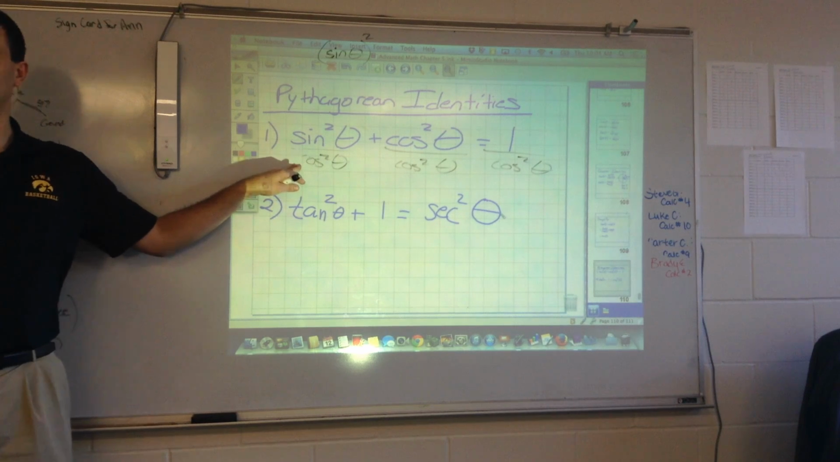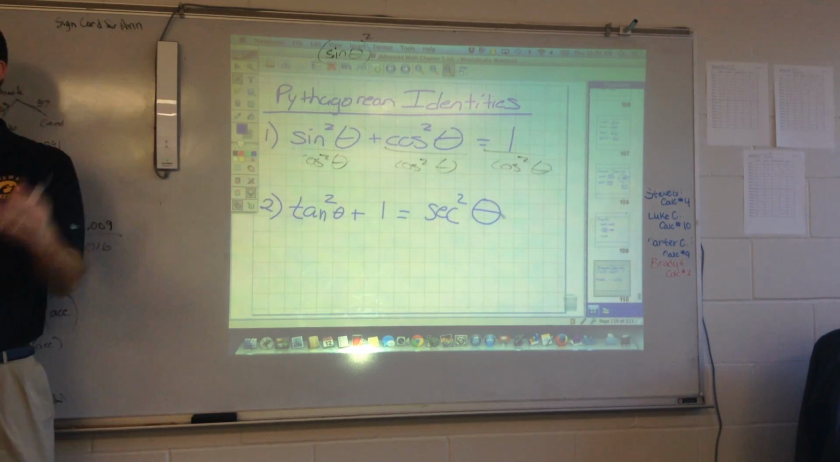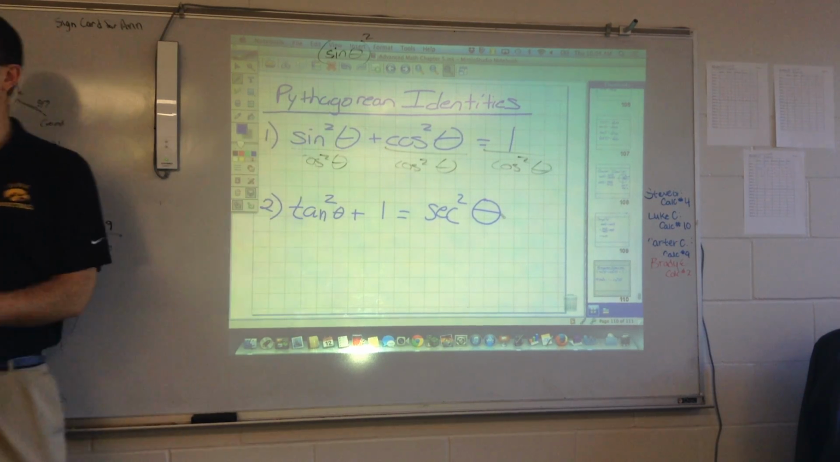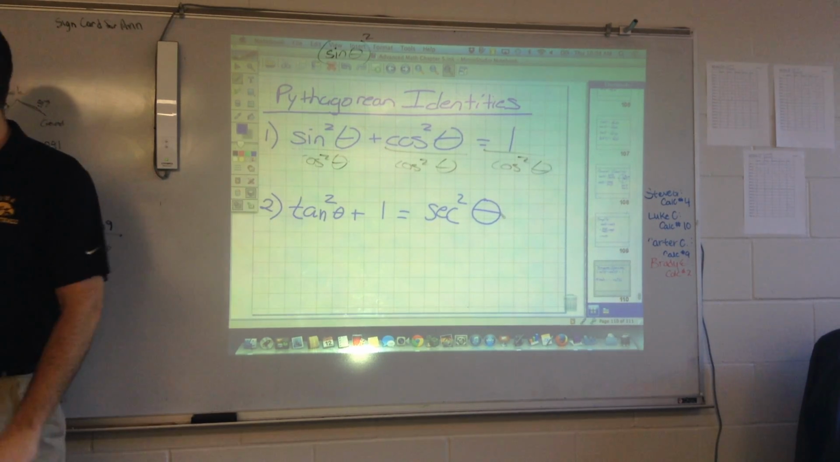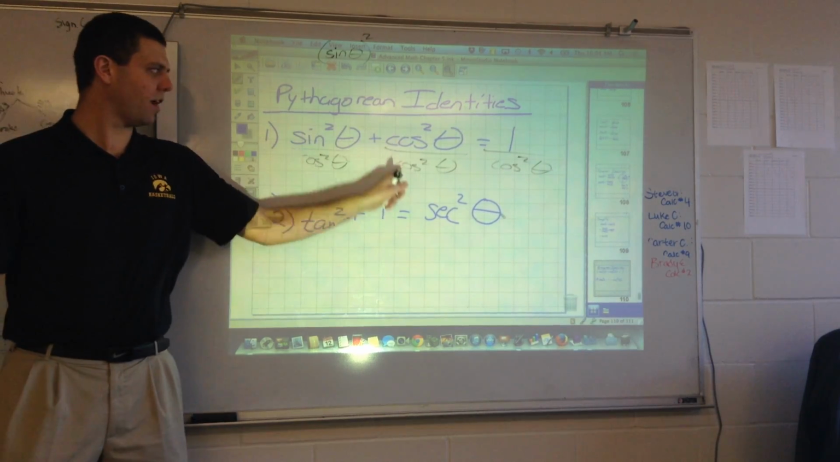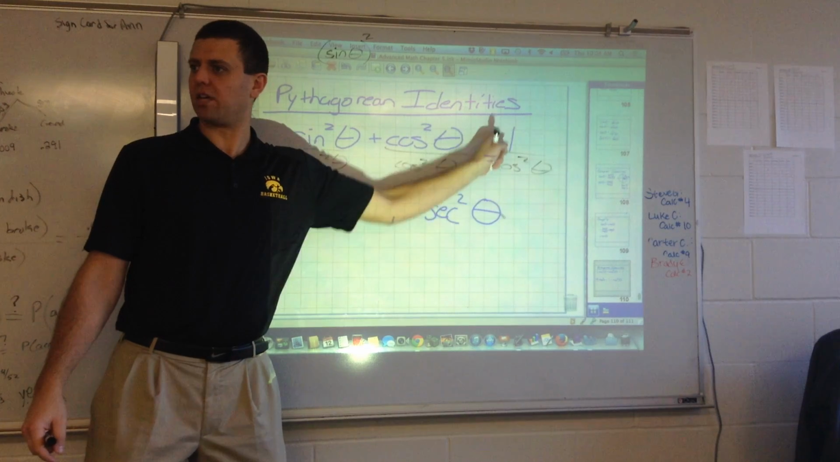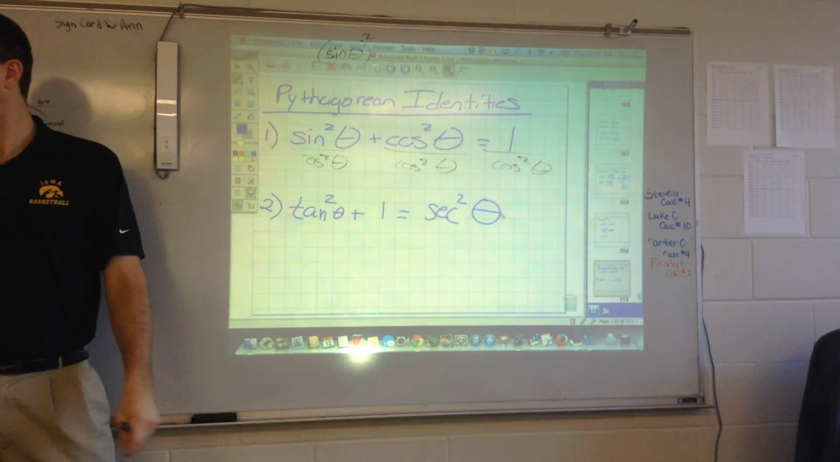what's sine squared over cosine squared? Look at your quotient identity. Sine over cosine is what? Tangent. Well, because they're both squared, it's not just tangent, it's tangent squared. What's cosine squared divided by itself? 1. What's the reciprocal of the cosine? Secant squared theta.